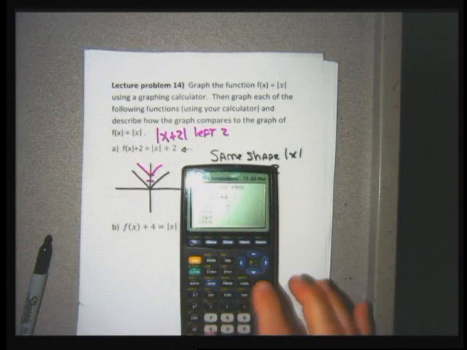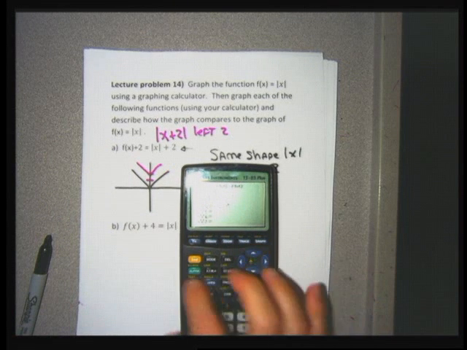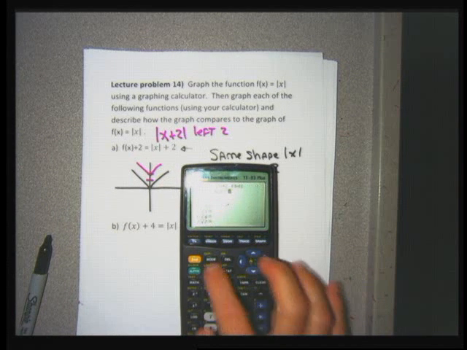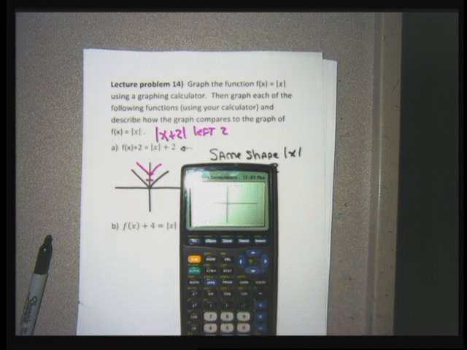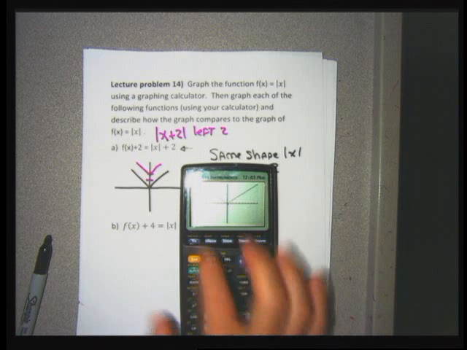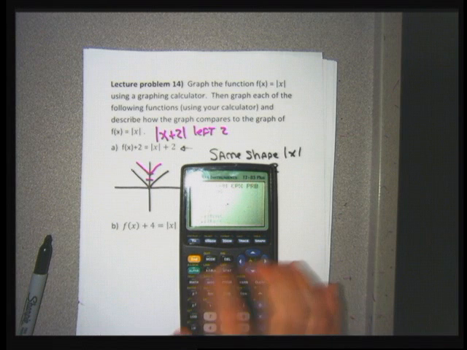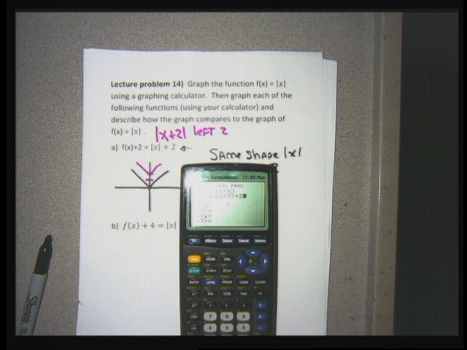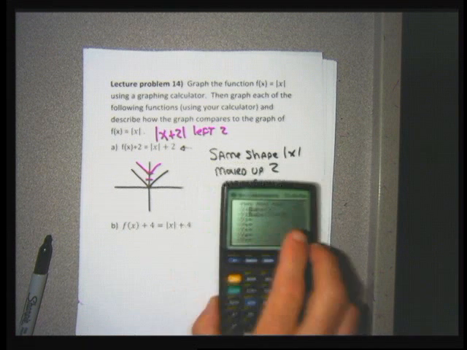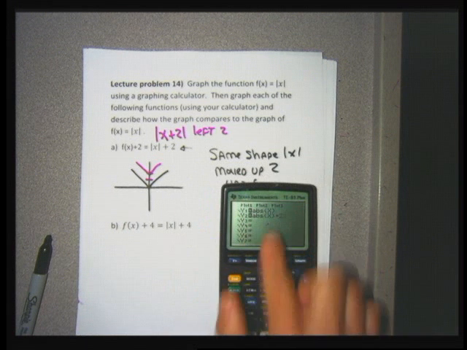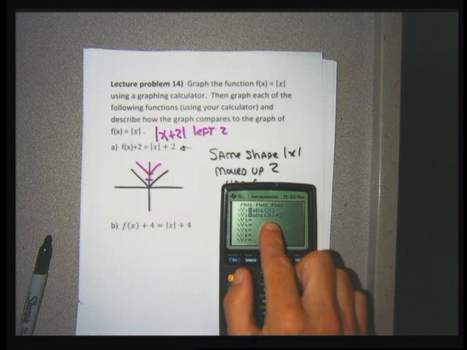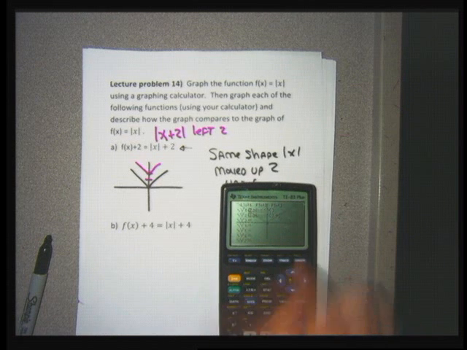So I hit my y equals, clear, graph the absolute value of x, which is that nice V with its point at the origin. And I want to compare that to the absolute value graph of x, plus 2. I have to close out the parentheses there around the x. If I didn't close out this parentheses, it would think the plus 2 was under the absolute value. And now when I hit graph, you can see that it's up 2.